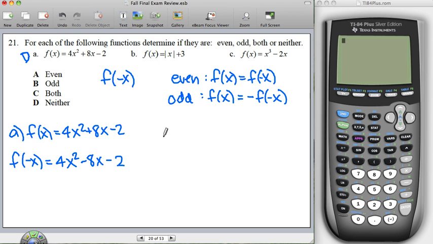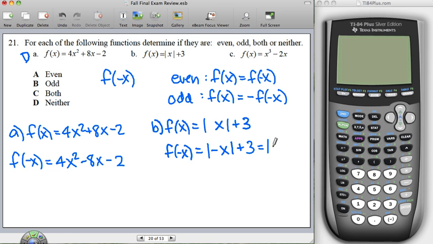For part B, I have f of x equals absolute value of negative x plus 3. If I do f of negative x, so that gives me, oh, I have an extra negative there. Sorry about that. So there's my original function. And then I do absolute value of negative x plus 3. Well, that's just the same thing as absolute value of x plus 3. So I have f of negative x equals f of x. So for letter B, we have a function that is even, so A.